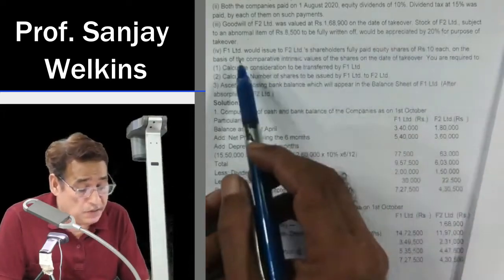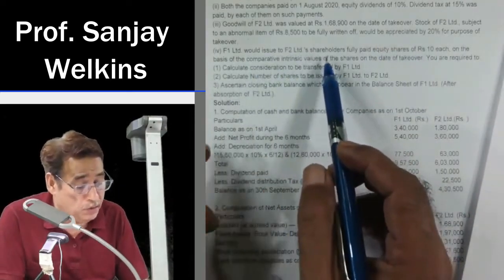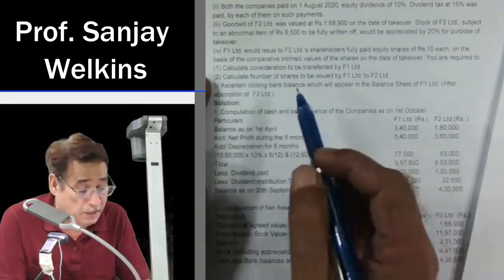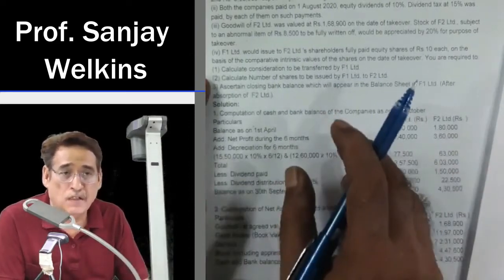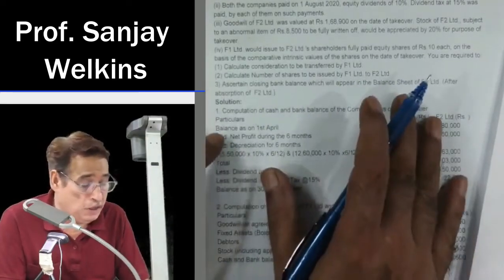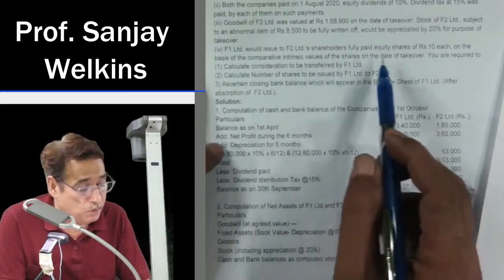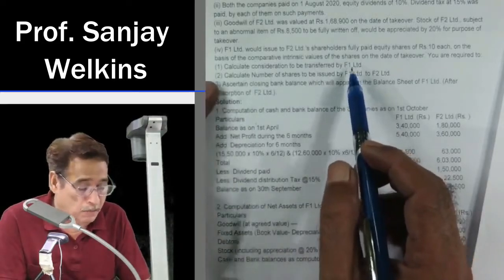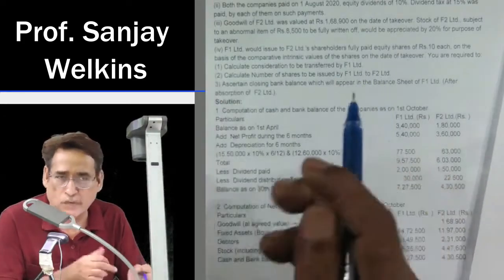Then the question states that F1 Limited would issue F2 Limited's shareholders fully paid equity shares of 10 each on the basis of comparative intrinsic value of share on the date of takeover. So that is why the concept of intrinsic value is very important, because most of the questions which we see, even in your module and even in the examination, strike from this particular topic. You are required to calculate consideration to be transferred by F1 Limited, number one, and the number of shares to be issued by F1 to F2 Limited. That's what exactly I told you.